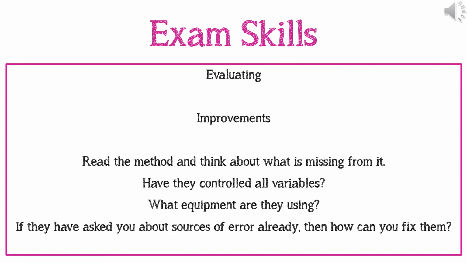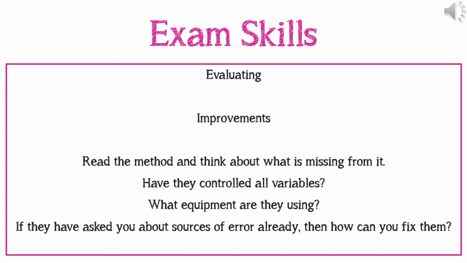If they've asked you about the potential sources of error, then they're quite likely to have a second follow-up question, which is asking you how you could improve on this. So this is where we go back to the method and think about what's missing. So have all the variables been controlled? Are they using the right equipment? So if they've already talked to you about sources of error, how are you going to fix those ones that you've suggested? The key ones here to look for are going back to those controlled variables.